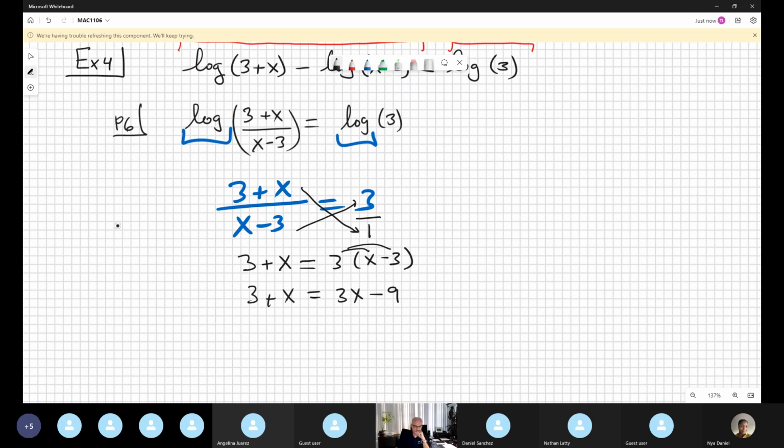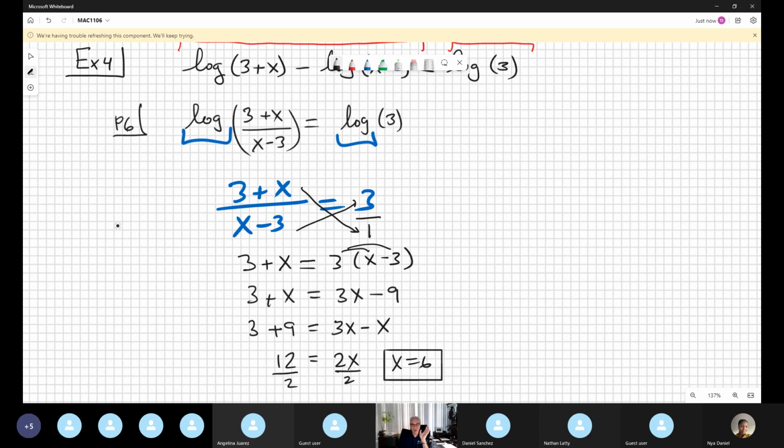Solve for x. So I propose you move these 3 stay, maybe plus 9, equal 3x − x. This is the organization, not only in that way, but also one possibility. This is 12 and this is 2. Divided by 2 both sides, so we get 6.